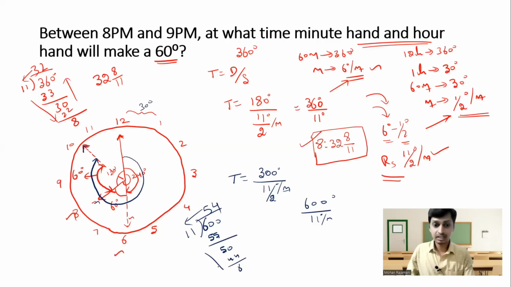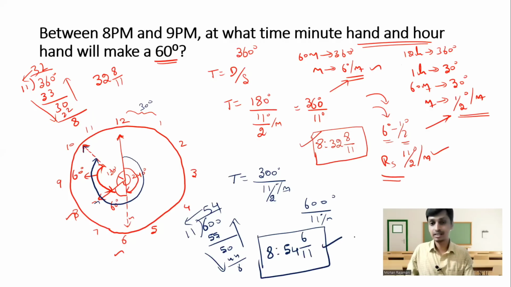And you can write this in mixed fraction now. It is 54 and 6 by 11 minutes. At 8 o'clock, 54 and 6 by 11 minutes, it will make another 60 degree angle. So you have two answers for this question because they are asking for 60 degrees, right? For your understanding, I will draw a picture like this, right?